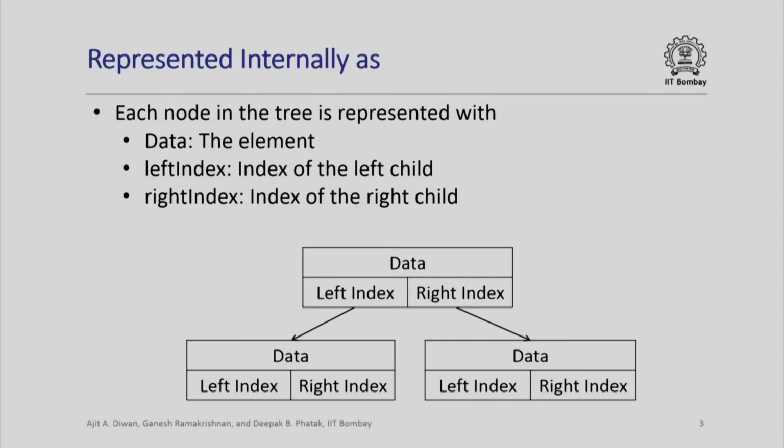In order to represent these nodes internally, we use a node which has the following structure. It has data, which is actually the element. Then we have a left index and a right index. So you have left index which will point to the node on the left of the tree, and right index which will point to the node on the right of the tree.